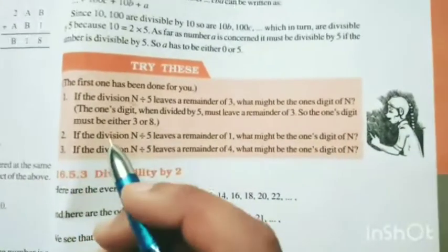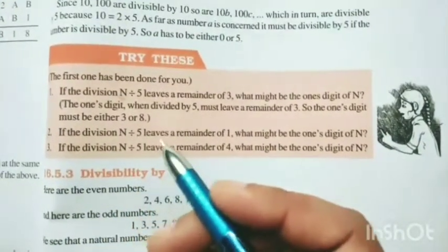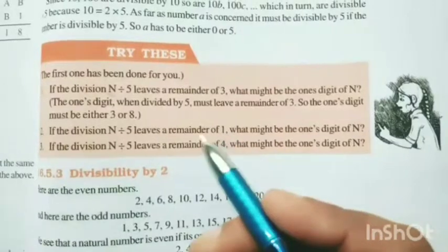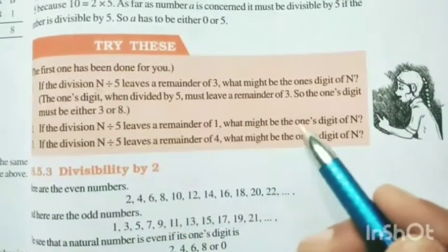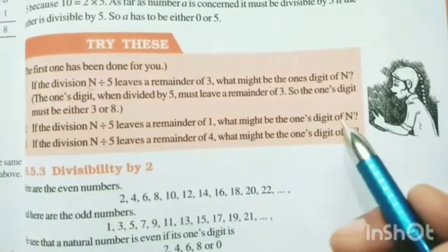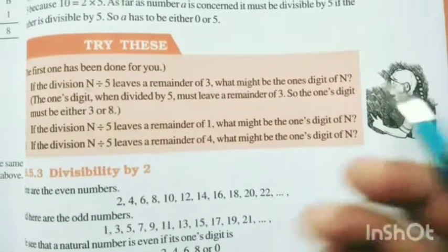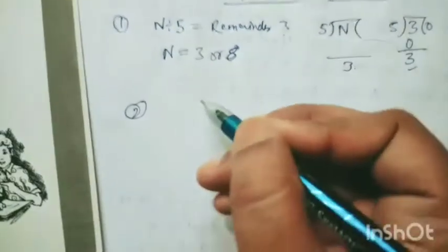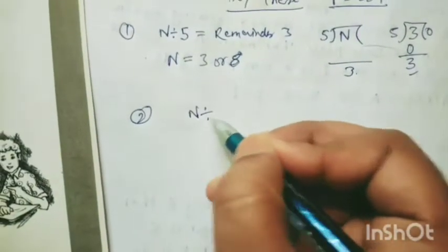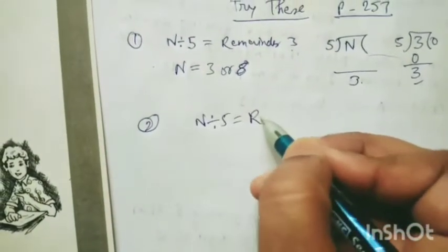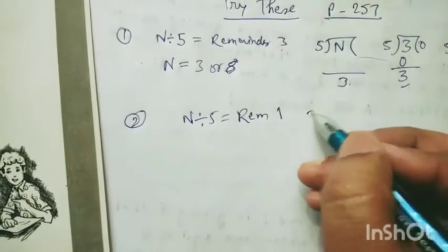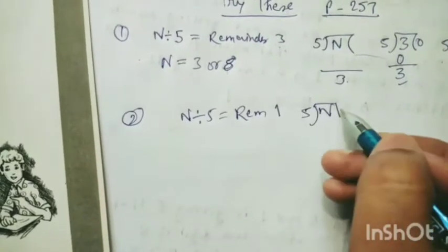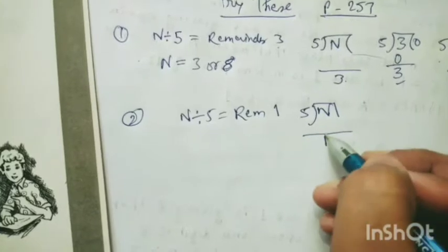This is question number 2. In the division n divided by 5 leaves a remainder of 1. So now when you divide n by 5, the remainder should be 1. So what might be the ones digit of n? What is the digit? So now here again, n divided by 5, the remainder should be 1. So what will be the number?